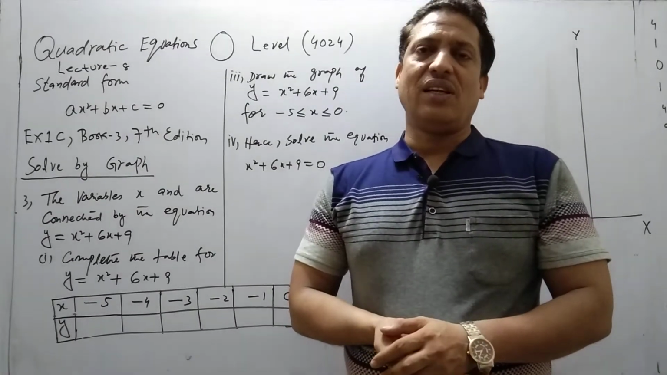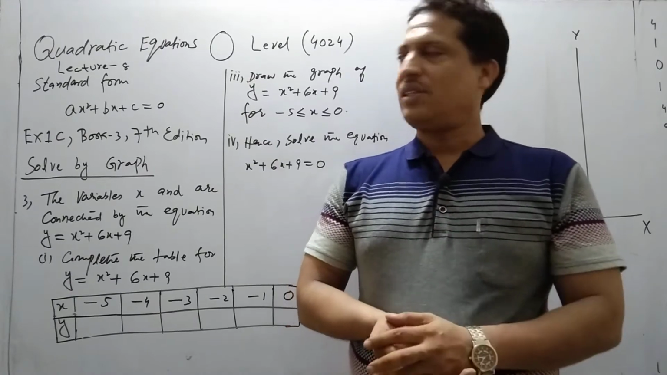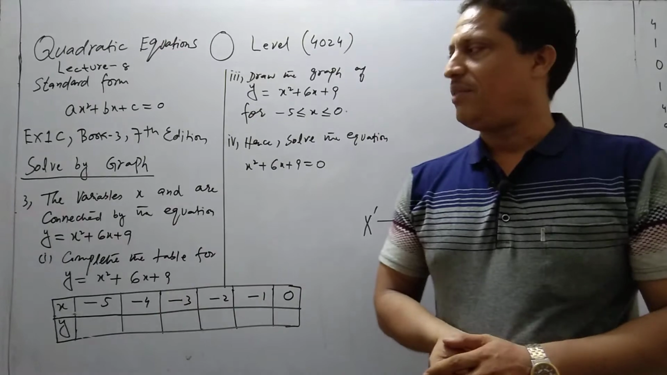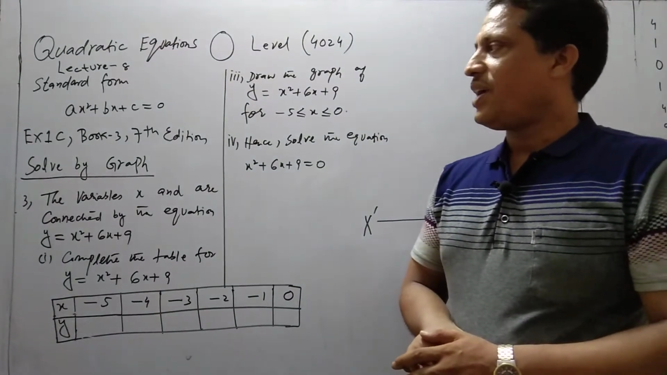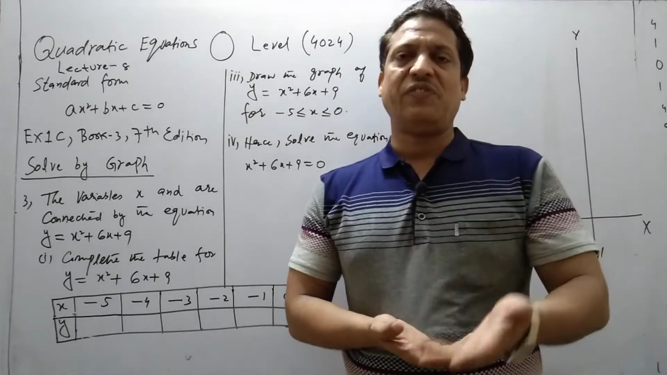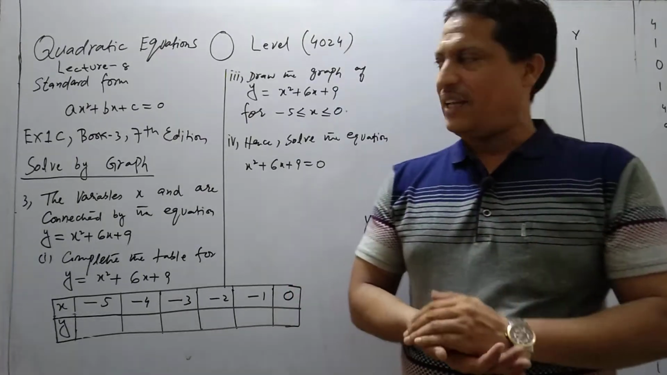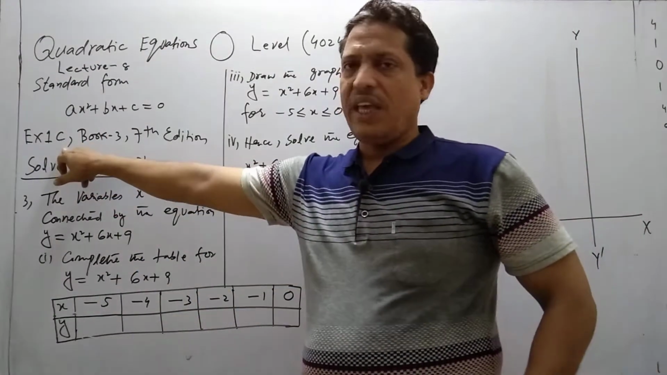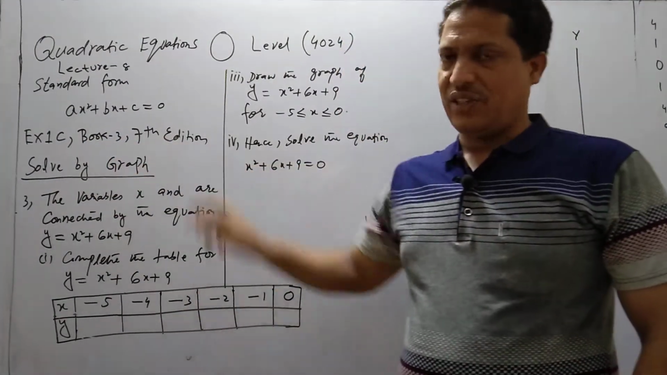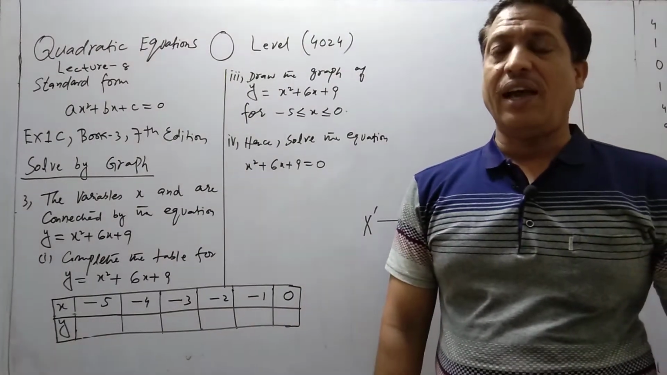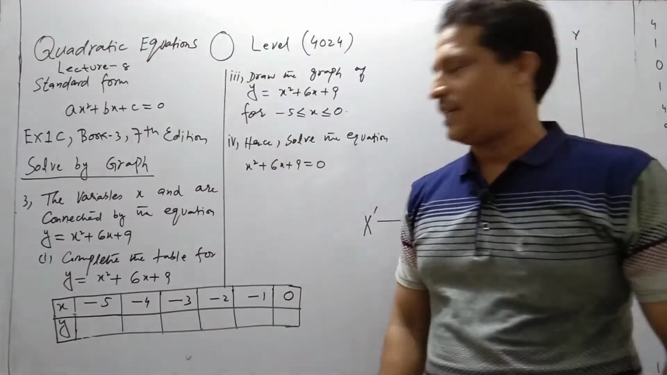In the last lecture we did one question related to solving quadratic equations by the graphical method. Today we continue the same exercise for your complete understanding. I took question number 3, exercise 1C, book 3, 7th edition, and we are going to solve quadratic equations with the help of a graph, the fourth method.